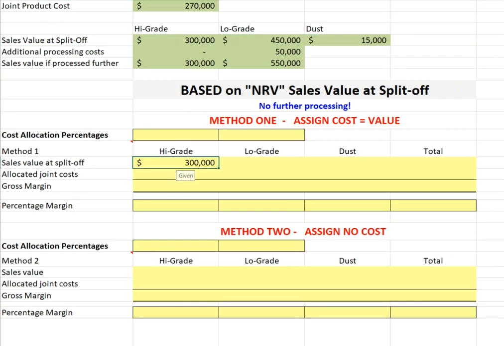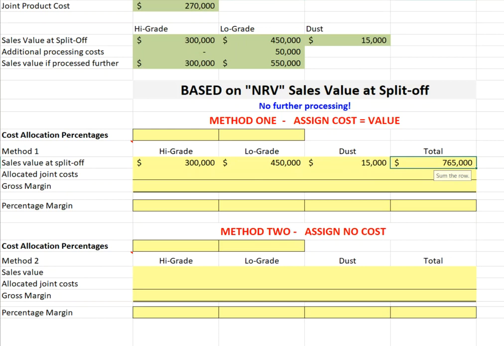So our starting point is to pick up the relative market values at split-off points for the high-grade coal, $300,000, and for the low-grade coal, $450,000. Notice again, the combined market value of those products is $750,000. The dust is $15,000, for a total of $765,000.